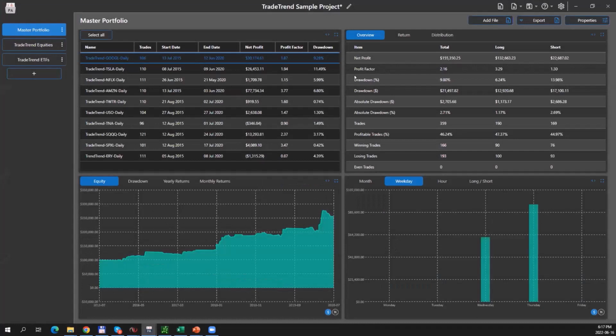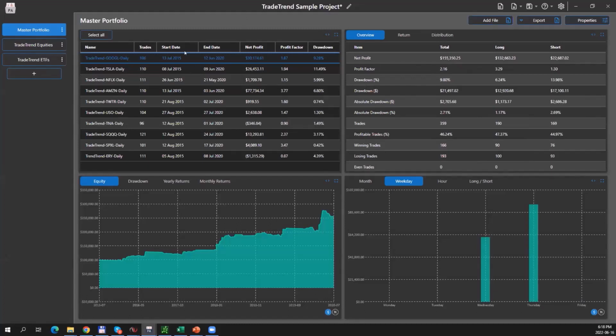So now my profit factor has actually increased to 2.16. I would have made a net profit of $155,000 with 359 trades in total. And here's my updated equity graph as well. We can also see that my drawdown using this filter would have decreased to 9.80 from 10.01.